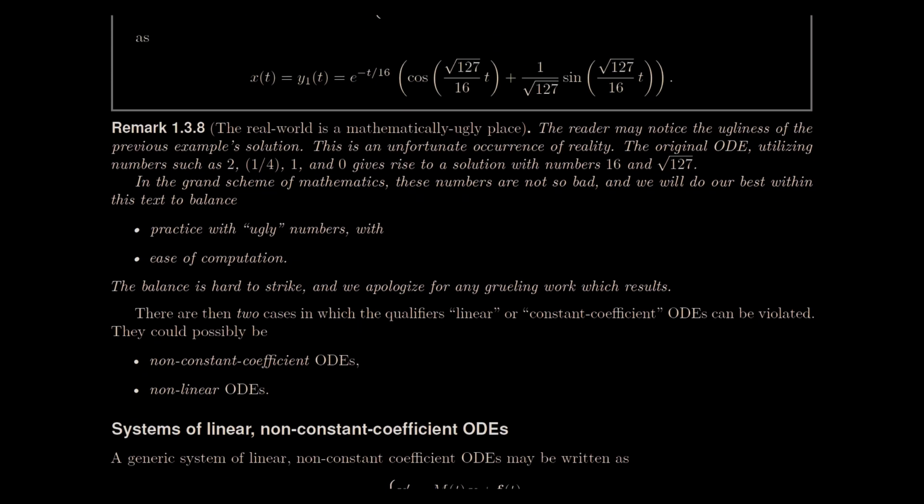And I have this remark about how ugly our solution is and that the real world is an ugly place. You're not necessarily going to get nice answers when you're out working on a job. You can't expect 1s, 2s, 3s, and 4s to be the only numbers in your solution. So I'm going to try to balance practicing with ugly numbers in this course with an ease of computation. Sometimes we're going to get easy numbers in our computations, other times we won't, and we're going to try to practice with both.